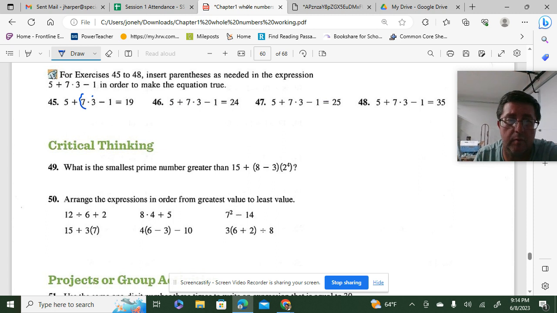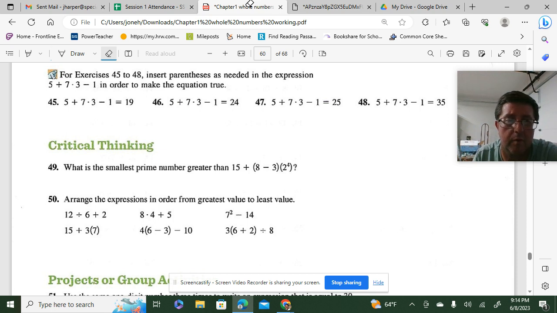So what would happen if we did 21, because these two would equal 21, plus 5 would be 27, minus 1 would be 19? That still wouldn't work, so it's not where we want our parentheses. Let's see, how would we do this?